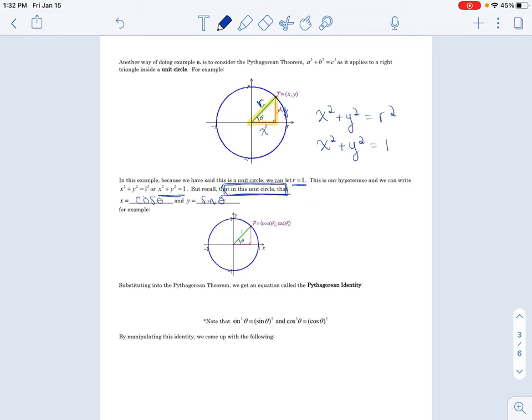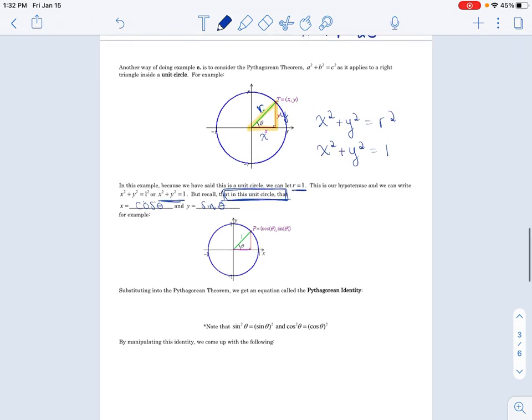So now what I can do by substitution is, well, if my x's are cosine theta, squared, plus sine theta squared, well, that would equal 1 squared. Well, we can clean this up a little bit.